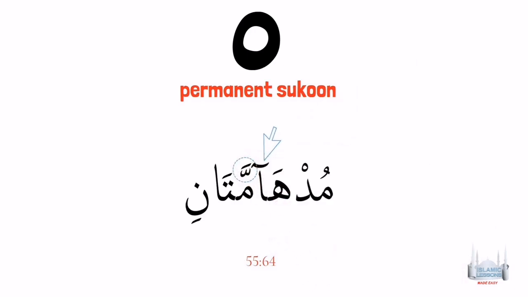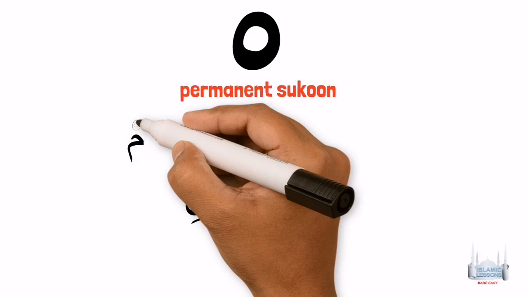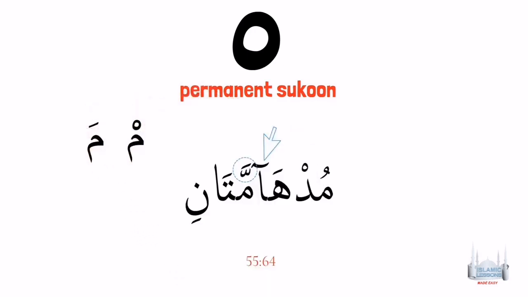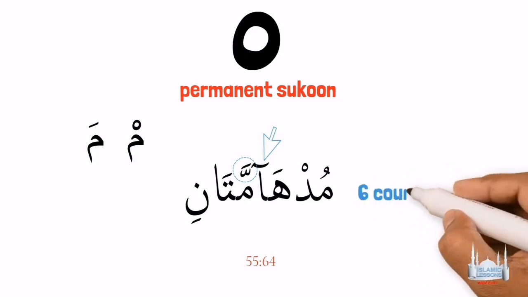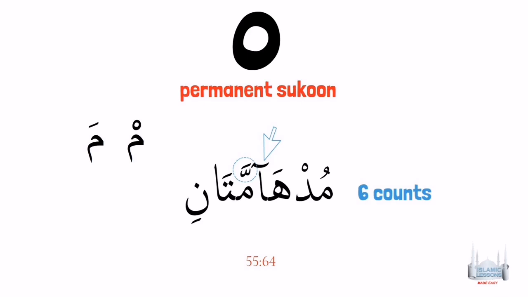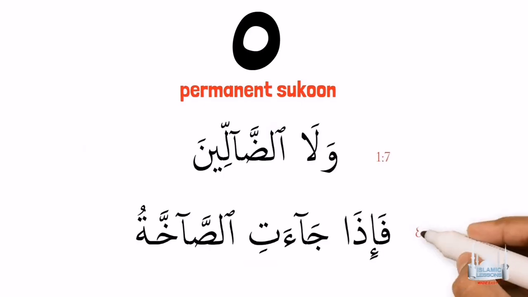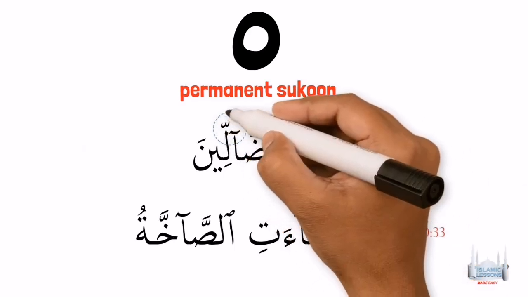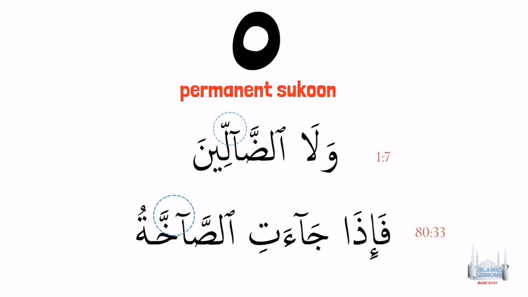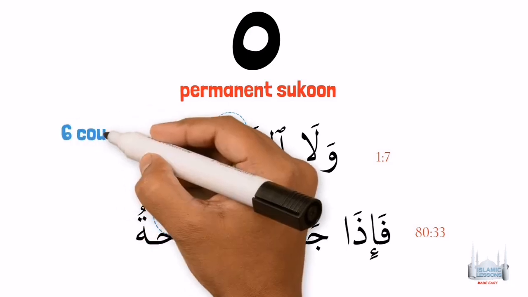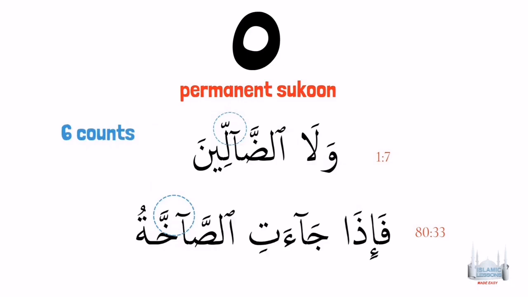Another example. We see a long vowel followed by a sukoon. Don't forget from our previous videos, we said the shadda is actually a doubled letter. Therefore, the first meem has a sukoon and the second meem has a vowel. Since after the long vowel we see a permanent sukoon, we lengthen the long vowel for 6 counts. It reads mudahammatan. An easy way to remember this one is when you see the mad symbol and after it there is a shadda, then you must lengthen it for 6 counts, just as shown in these examples.